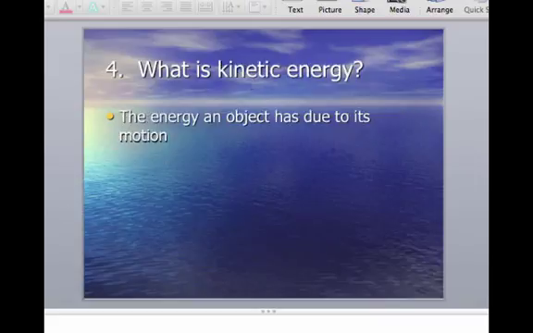And then the second type of energy is kinetic energy. And this is the energy of motion. A good way to remember this is there's a game console out there called Kinect, and you have to use motion in order to play the game.